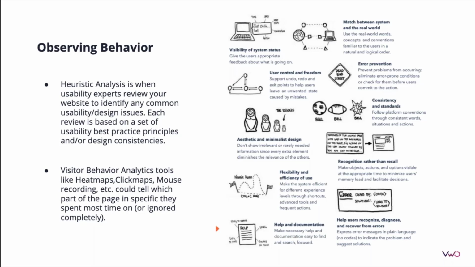So what you see on the screen is a heuristic analysis framework by Jakob Nielsen, who is a renowned web design expert. And once the webinar is over, you can reflect back on it and see if there are any issues that you might find on your own website, and then it would help you in creating hypotheses for your own business as well.